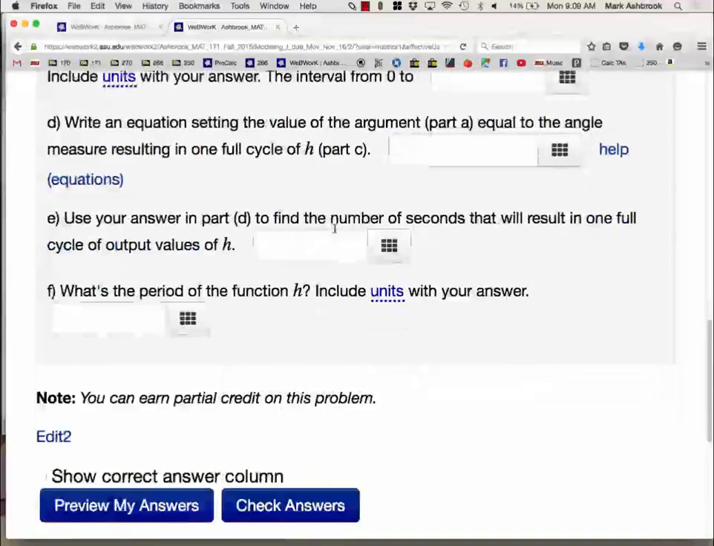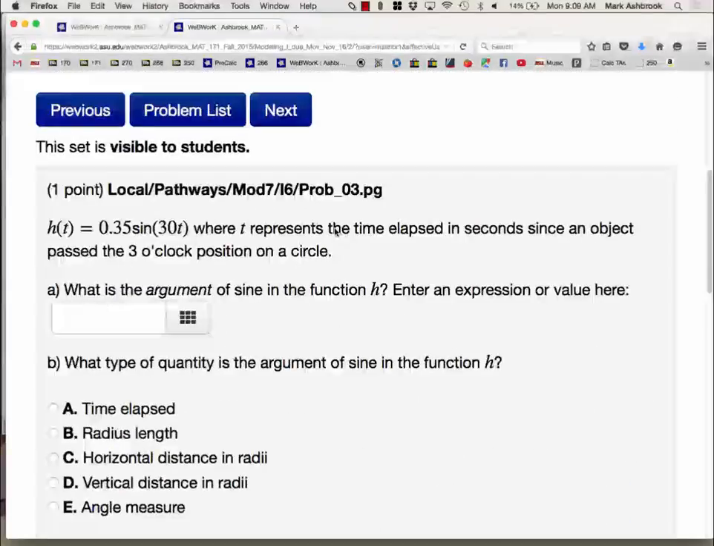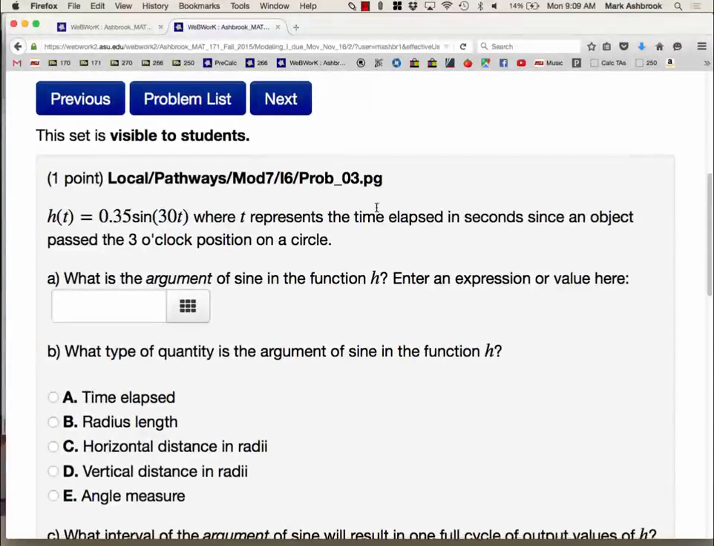Yeah. So number 2 is similar, but is it time this time? So now they're doing time, right? So now the input is time, and what will 30t represent? What quantity is 30t, the argument? Angle measure.